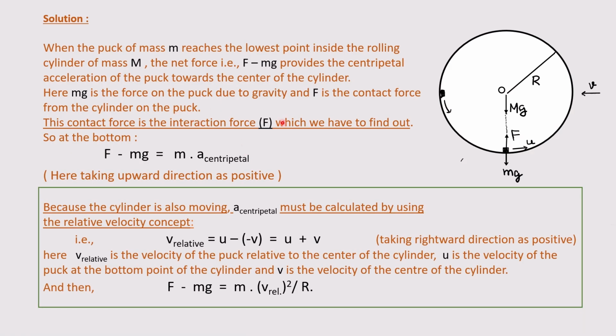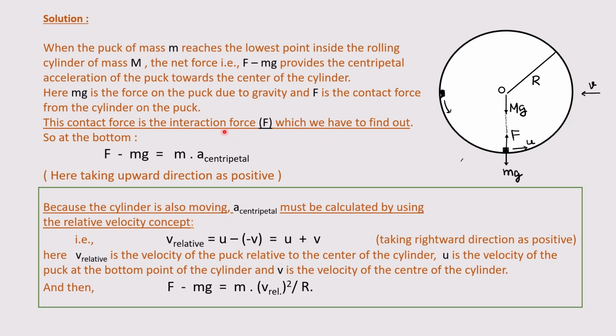Here is the solution of our problem. As you can see in this picture, when the puck reaches the lowest point inside the rolling cylinder, there would be a net force, that is F minus mg, which works on the puck, and it provides the centripetal acceleration toward the center of the cylinder. Here mg is the force on the puck due to gravity and F is the contact force from the cylinder on the puck, and this contact force is the interaction force which we have to find out.